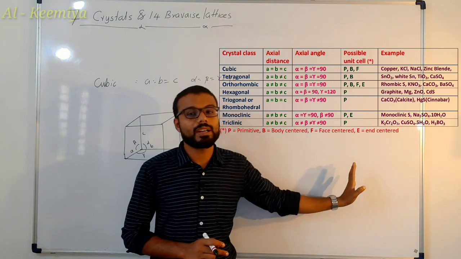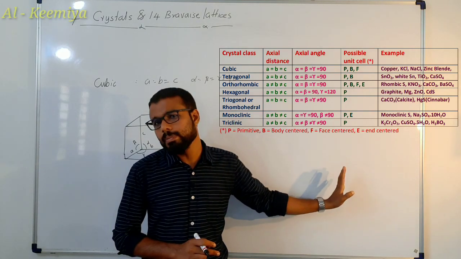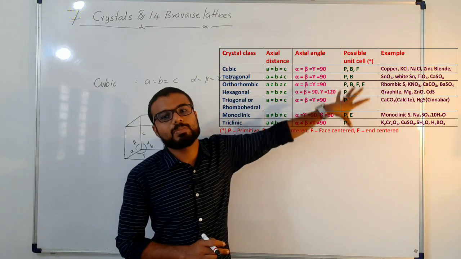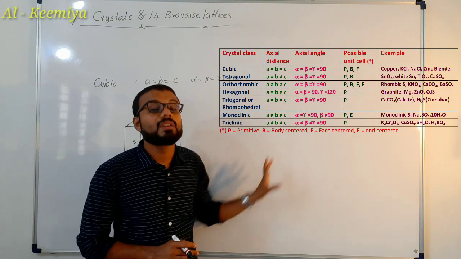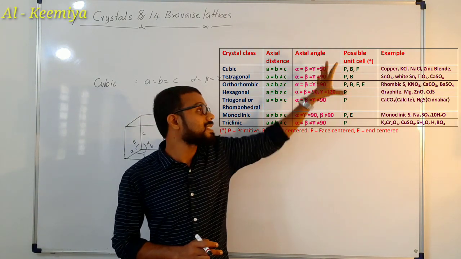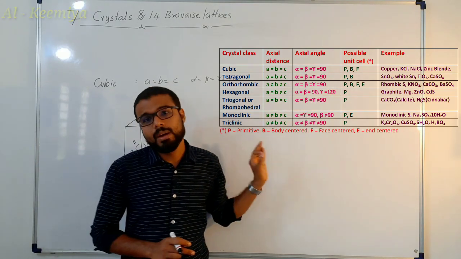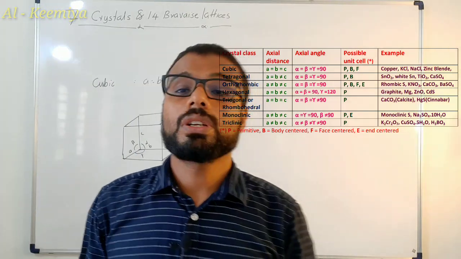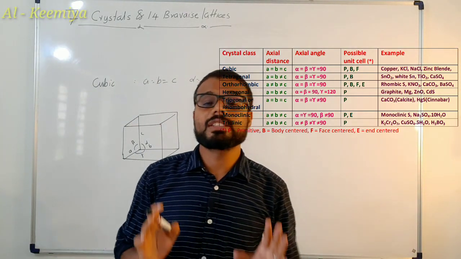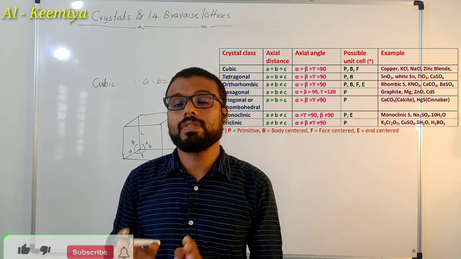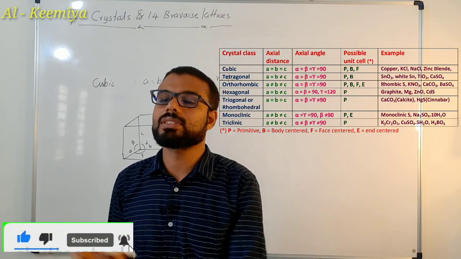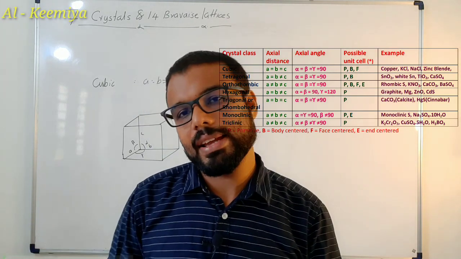Triclinic, we have what type of space lattices? Only primitive or simple. So in total, how many space lattices are possible in these 7 crystal systems? 14. These 14 space lattices are called 14 Bravais lattices. So the total number of space lattices belonging to all these 7 types of crystal systems is 14.